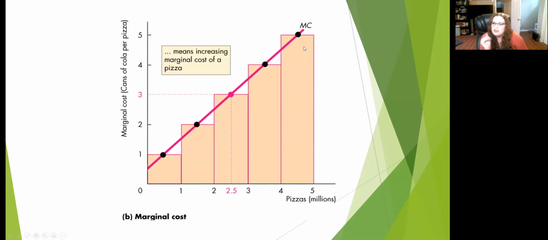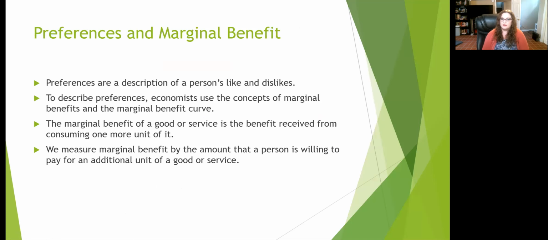Well, this line right here, this is called our marginal cost line. It's how much we have to give up for each additional thing we're adding. All right?